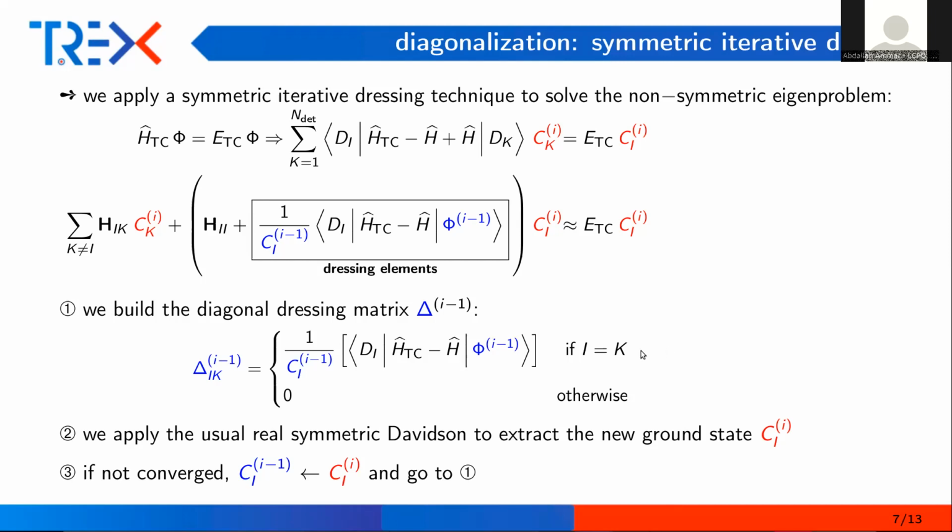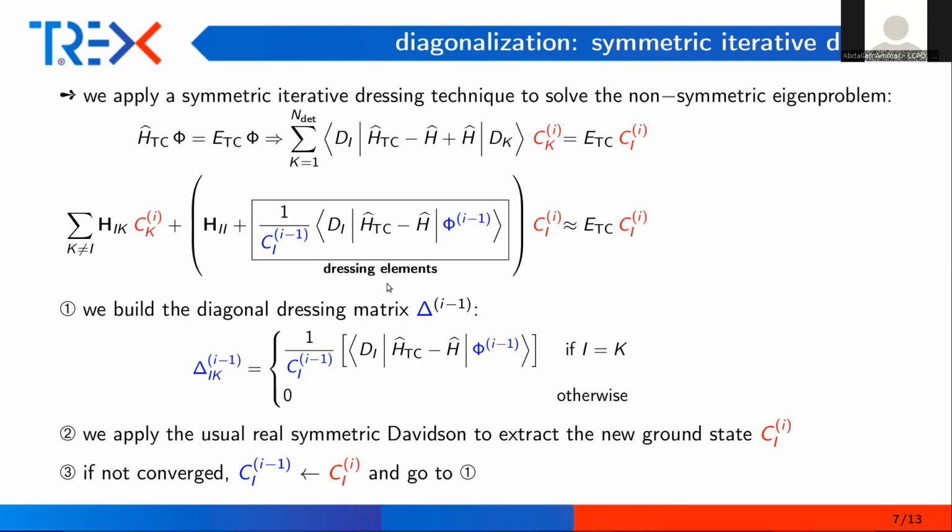For example, consider the right eigenproblem of HTC. So the first step is to write the transcorrelated energy as H plus some extra term, and then by dividing this extra term by the coefficients of the previous iteration I minus 1, and multiplying by the coefficients of the current iteration, and using the previous wave function instead of phi, we derive this equation where here the equality holds on convergence.